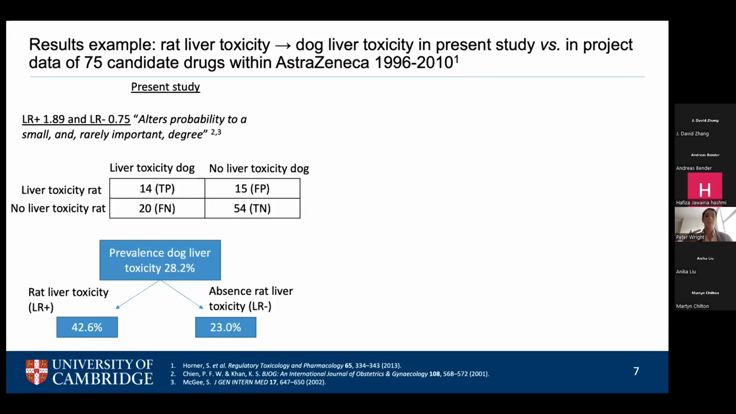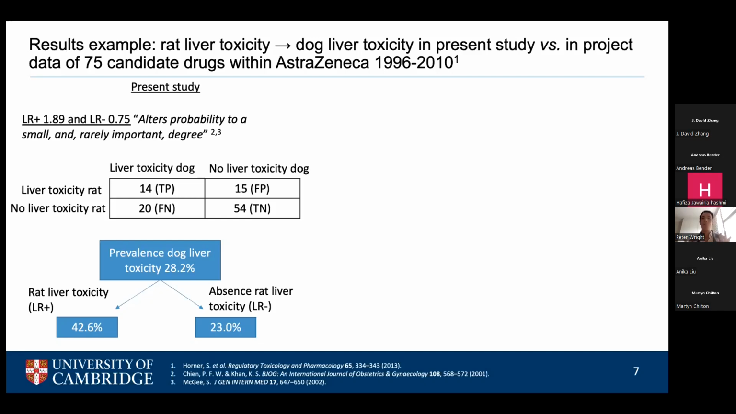Then given the observation of rat liver toxicity, which had an LR+ of 1.89, it would only increase the probability of observing dog liver toxicity to 42.6%. And the LR- of 0.75 means that given the observation of the absence of rat liver toxicity, this only decreases the probability of observing dog liver toxicity from 28.2% to 23%.